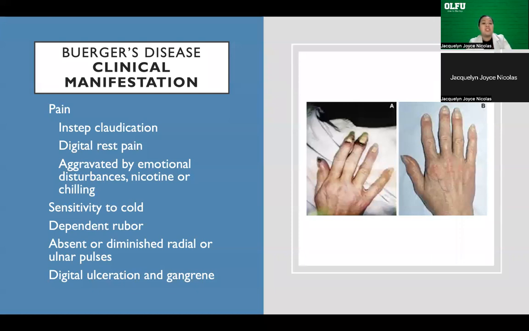Then there can be digital ulceration or gangrene. Kita niyo naman sa image, di ba? Ang pangit. Yan. Okay? So, yun.